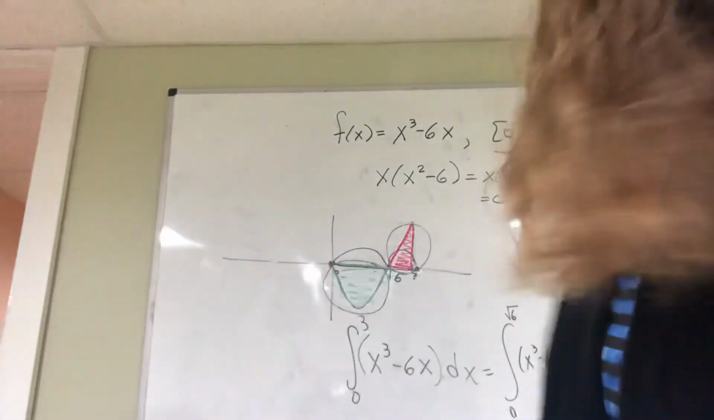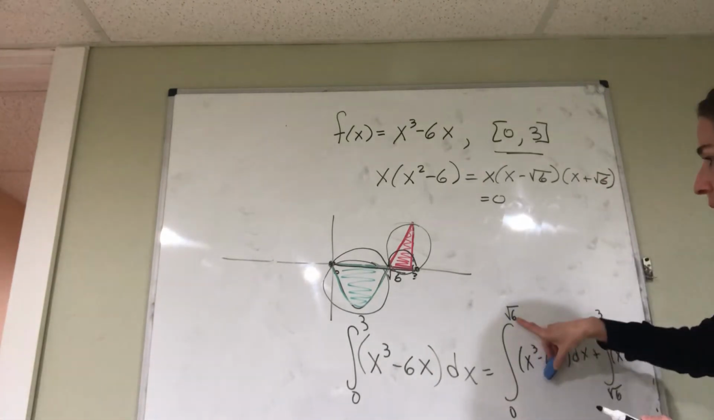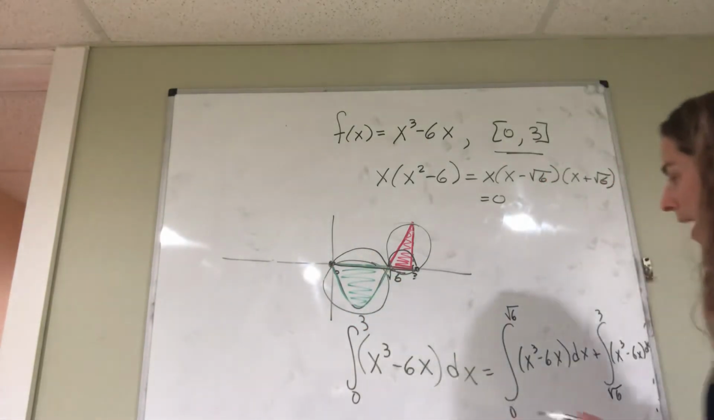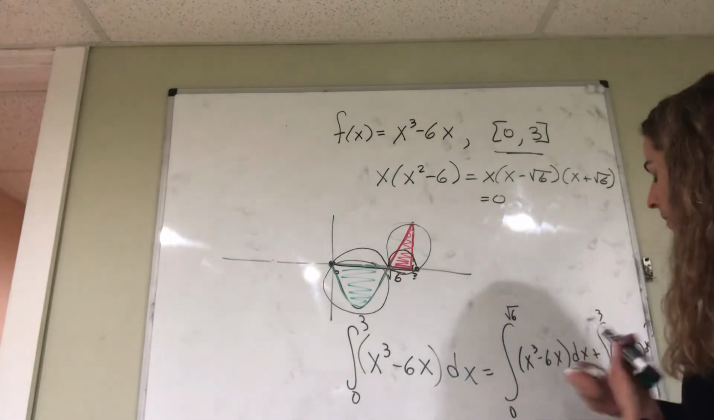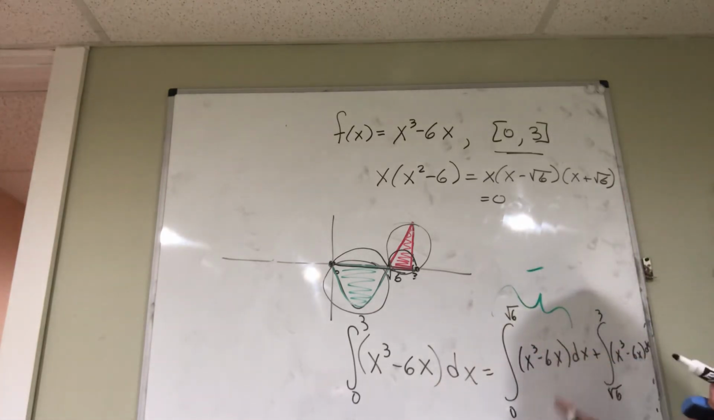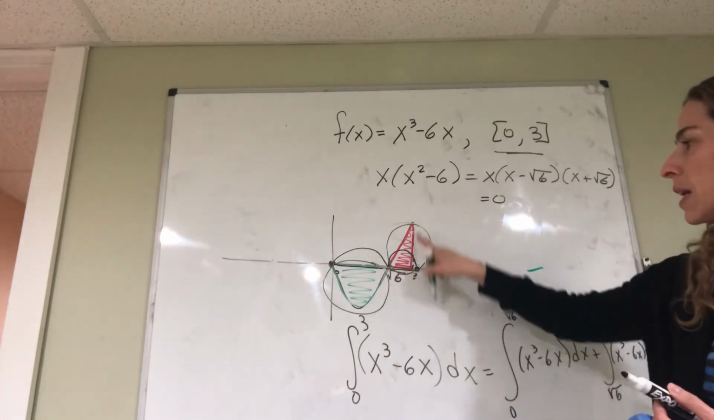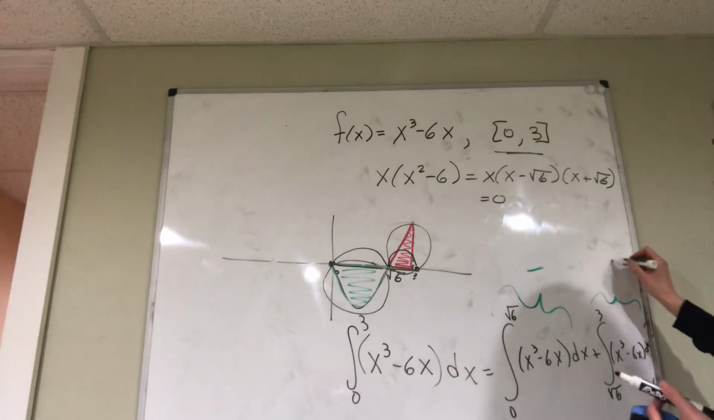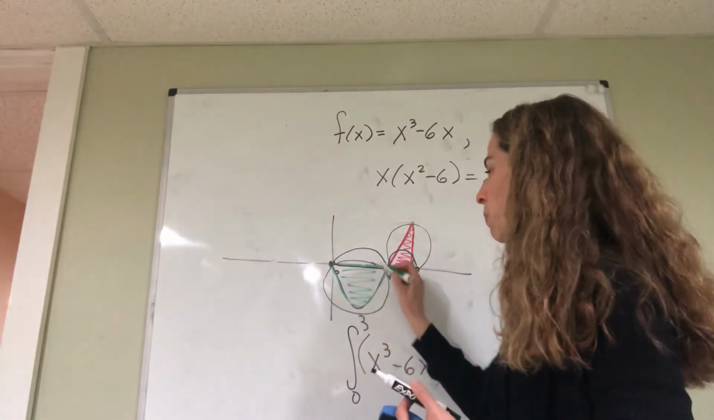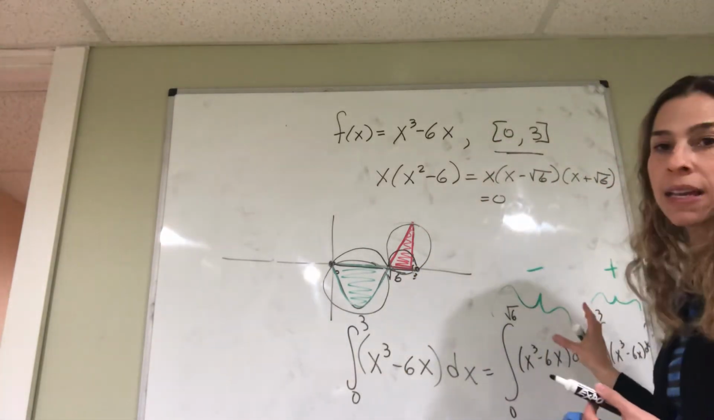Okay? Now in this part where I split it up, the integral from 0 to the square root of 6, that's this green region. I know that this green region lies below the x-axis, so this is going to come out to be negative. So this part of the integral will come out to be negative. You can calculate it and see what you get. This part of the interval from the square root of 6 to 3 is the red part. It's above the x-axis, so that part will come out to be positive. But because the region below the x-axis is bigger than the region above the x-axis, the answer is going to be negative at the end.